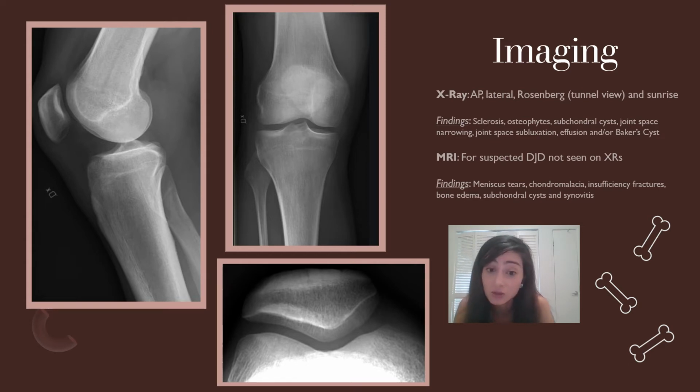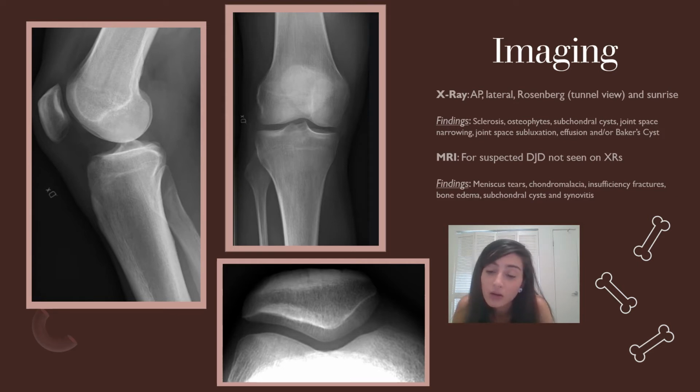You'll also see sclerosis, which is a heightened white line right on the edges of the bone. Sclerosis is evidence of calcium deposition and inflammation around the bone. So that's another sign of evidence of arthritis. You can also see subchondral cysts, or areas underneath the bone that have some fluid in them.